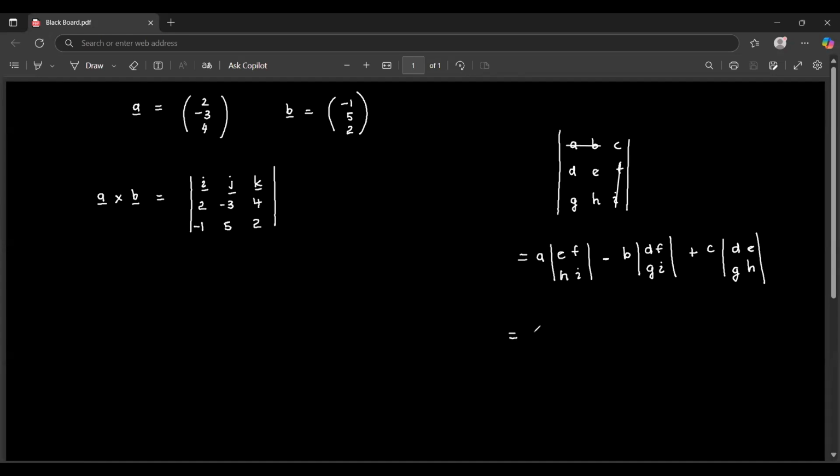Well, after this it is fairly simple. This is the positive direction and this is the negative direction. So you will write A into EI minus FH, minus B into, here also, this is the positive direction and this is the negative direction, so DI minus GF. Similarly, here you will have C into DH minus EG. That's it. If you simplify these values, you will find the output of the given determinant in terms of A, B, C, and the other letters. So that's what we are going to do here also.